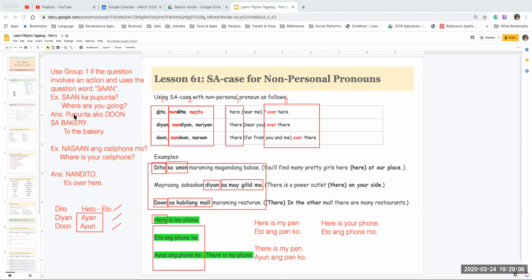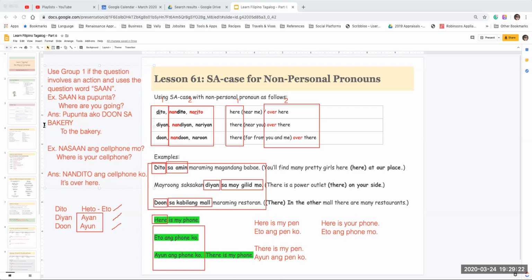Okay, all right. And the other one is, nasaan ang cellphone mo? Nandito ang cellphone ko. All right? Okay. That's it.